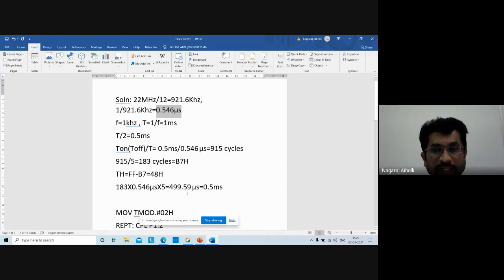That comes out to 499.59 microsecond, which is about 0.5 millisecond. So this is half the period. For 1 kilohertz frequency, this is multiplied by 2, so 0.5 millisecond into 2 comes out to 1 millisecond. The reciprocal of 1 millisecond is 1 kilohertz, which is the square wave frequency we wanted to generate. Now it is clear, Shafia?